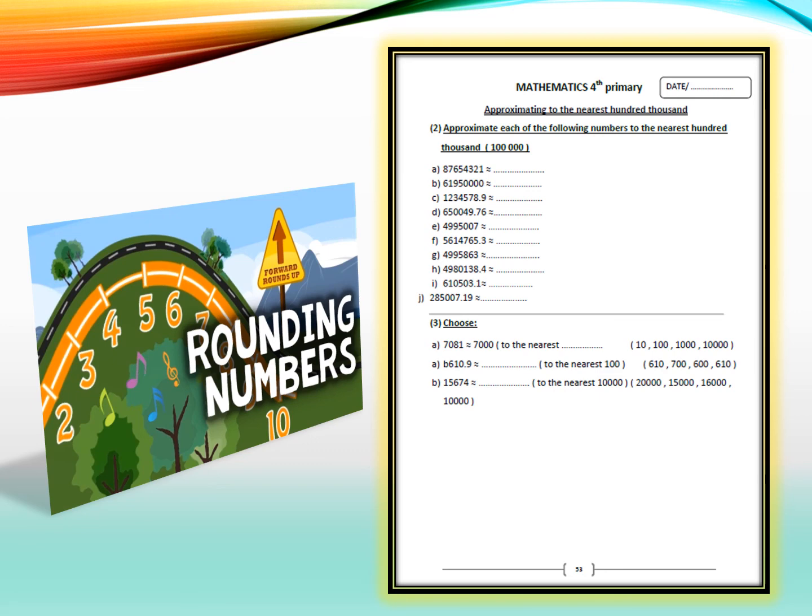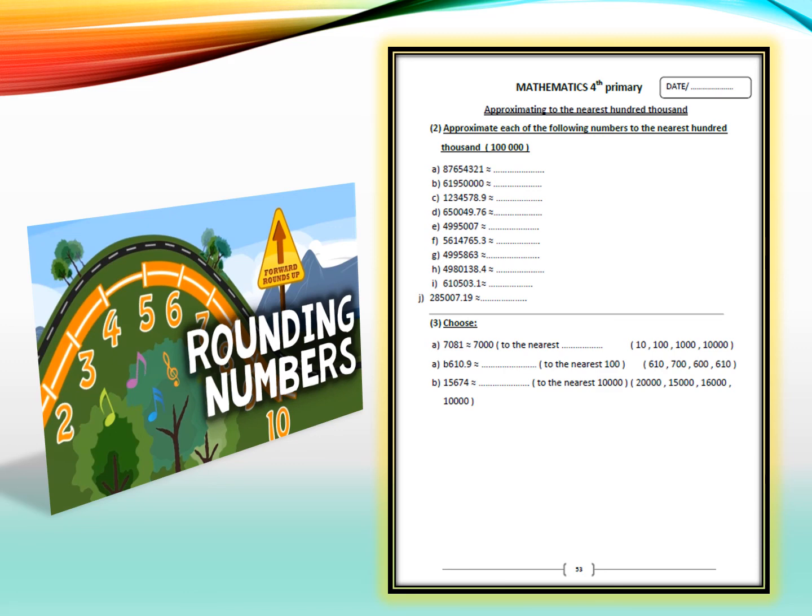The second example, which is 61,950,000. The number in the 100,000 place is 9, and the number on the right is 5. 5 is a strong number, it will give 9 one, but 9 will be 10. What will I do? I will put 0 and carry up 1 to the 1. 1 becomes 2. And the 5 becomes 0. The number after approximation will be 62 million.